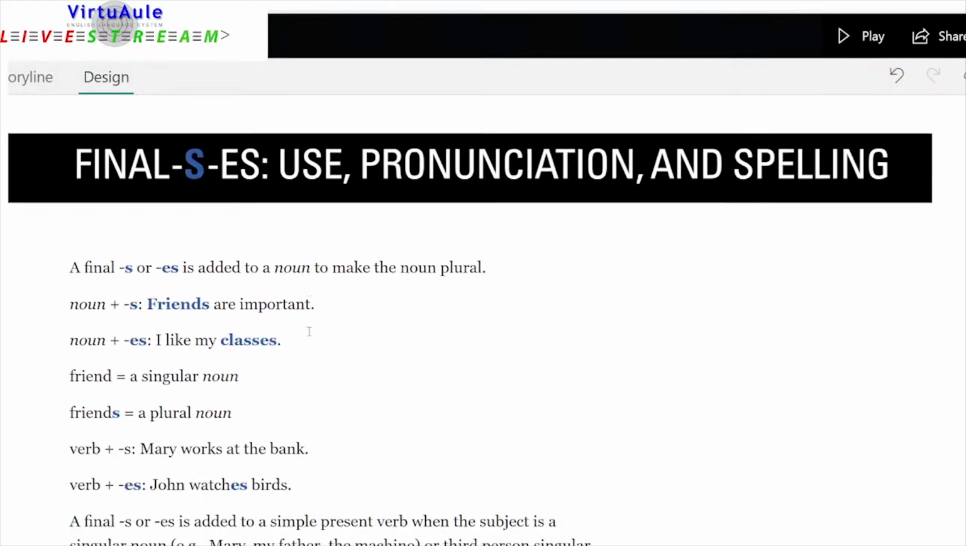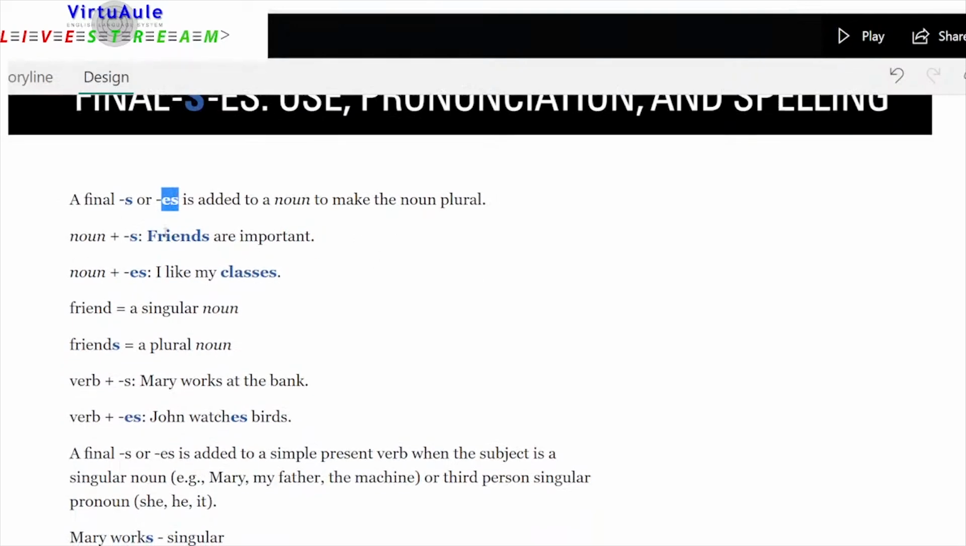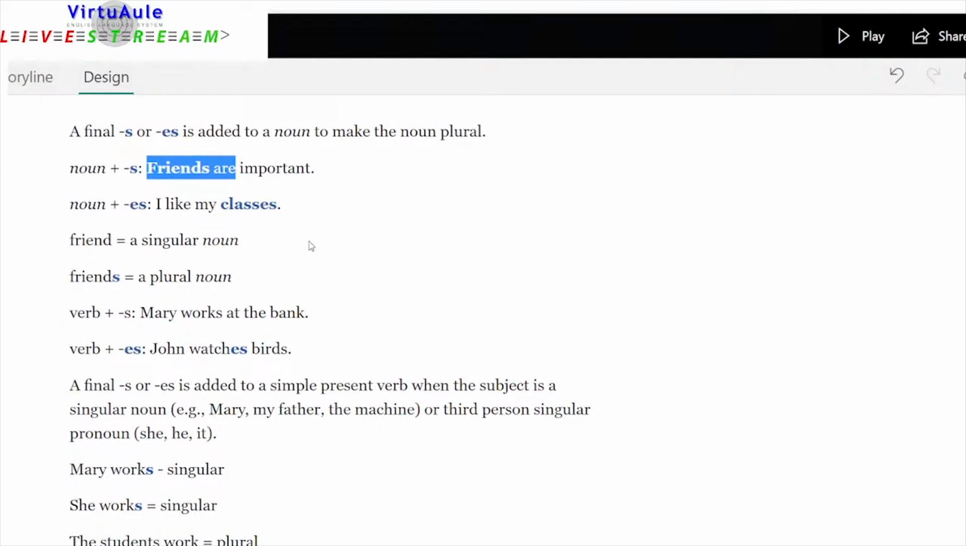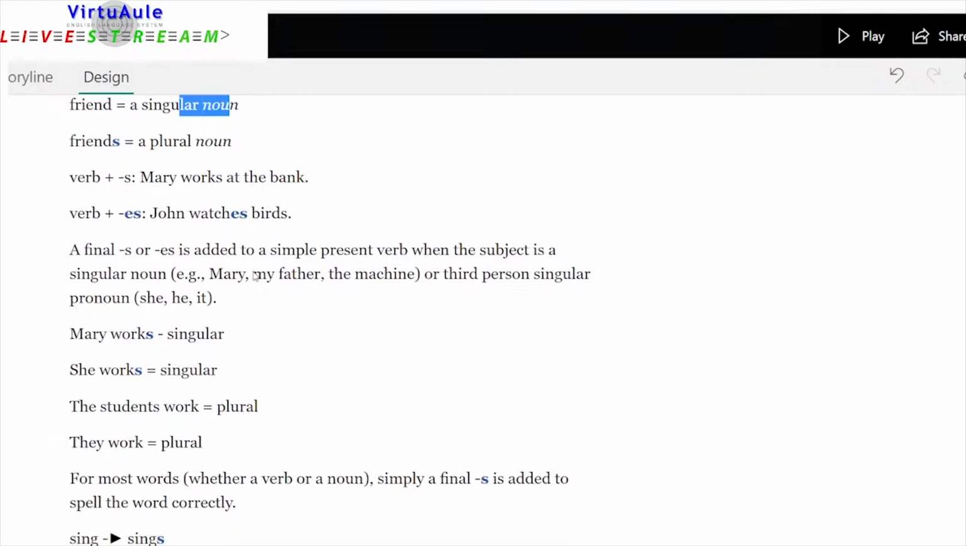We're going to look at the final ES, the pronunciation and spelling. Seems quite simple. Just to review, a final S or an ES is added to a noun to make the noun plural. So, friends are important. We have friend, which is a noun. The plural form is friends. We have nouns that also take ES. For example, in a class that ends with an S, we say I like my classes. Friend is singular, friends is plural.